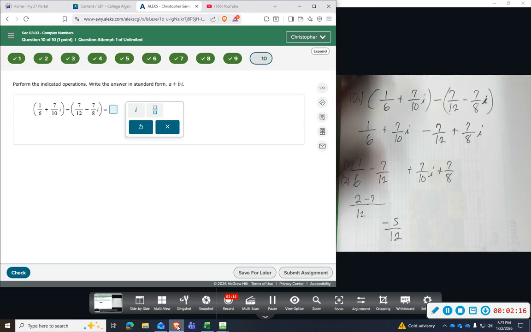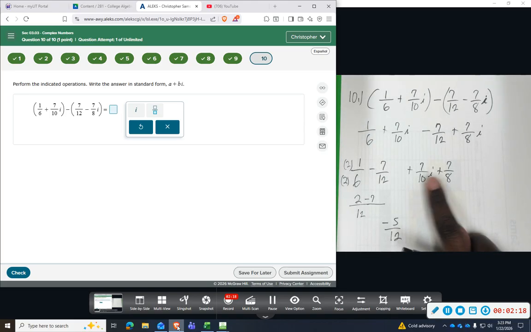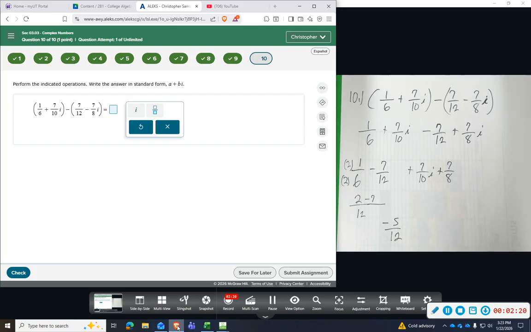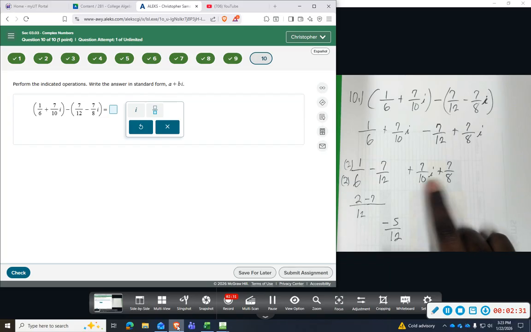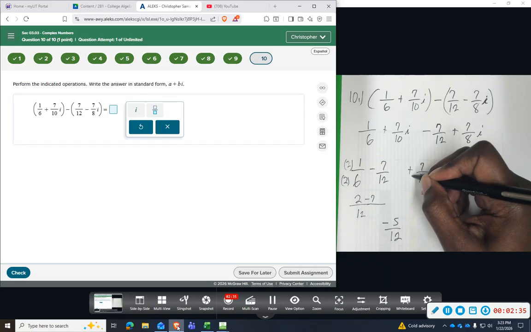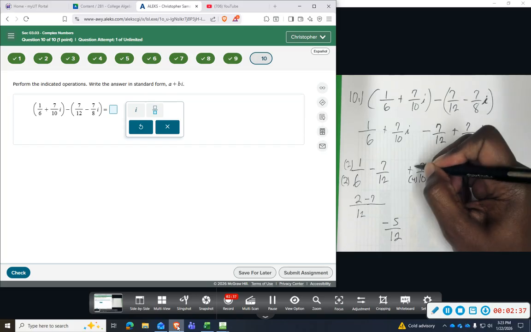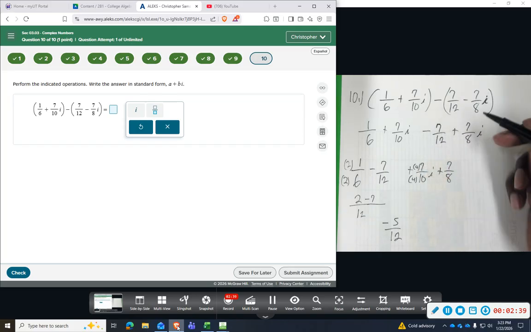Now with the second expression, we want to get a common denominator between 10 and 8. I can't multiply something by 8 and get 10. So we'll get a least common denominator. Looks like between 8 and 10 would be 40. So I can multiply this one by 4, top and bottom.